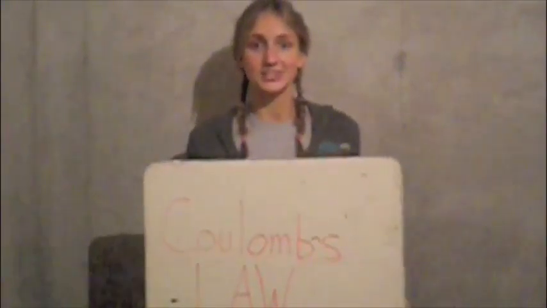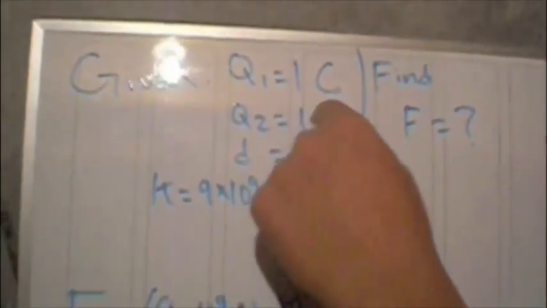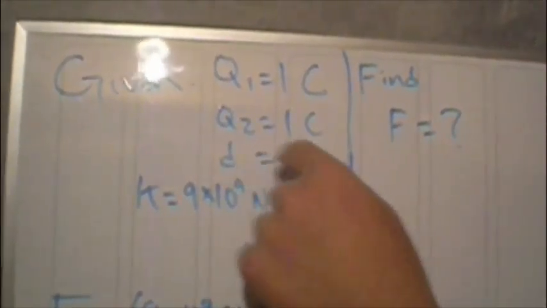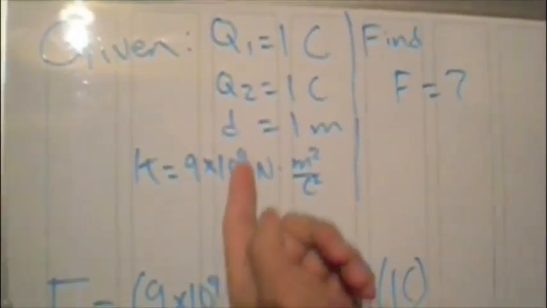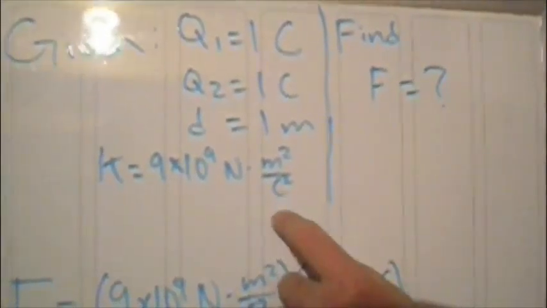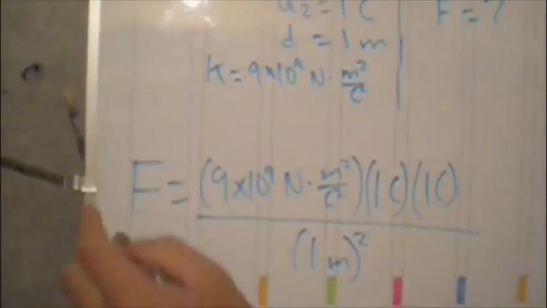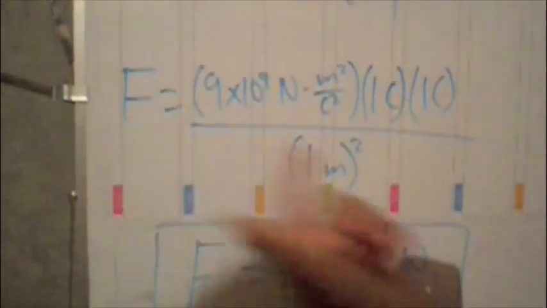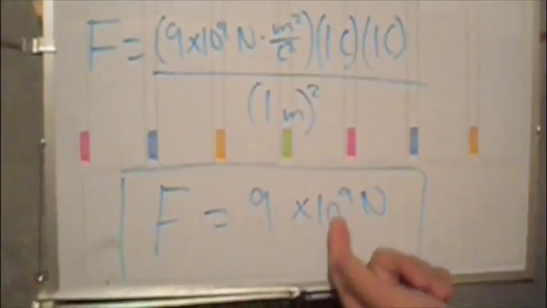And here is an application of Coulomb's law. Given Q1 is 1 coulomb, Q2 is 1 coulomb, D distance is 1 meter, K is 9 times 10 to the 9th newtons times meter squared over coulomb squared, find F. Plug and chug, and the force is 9 times 10 to the 9th newtons.